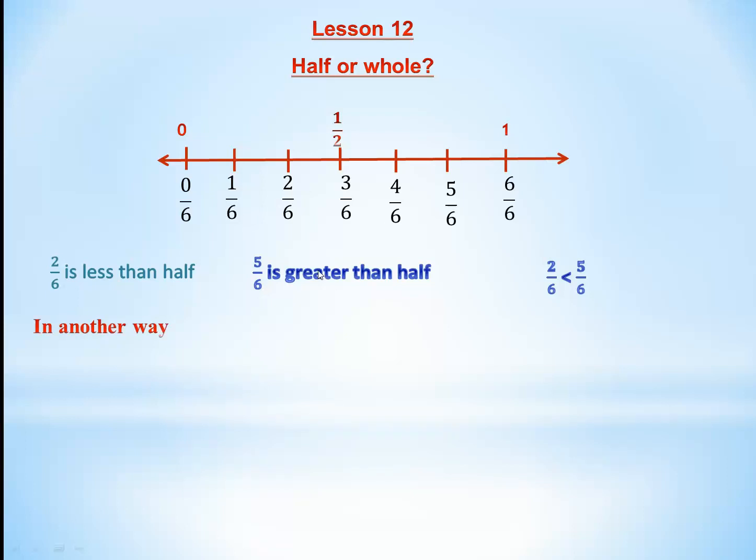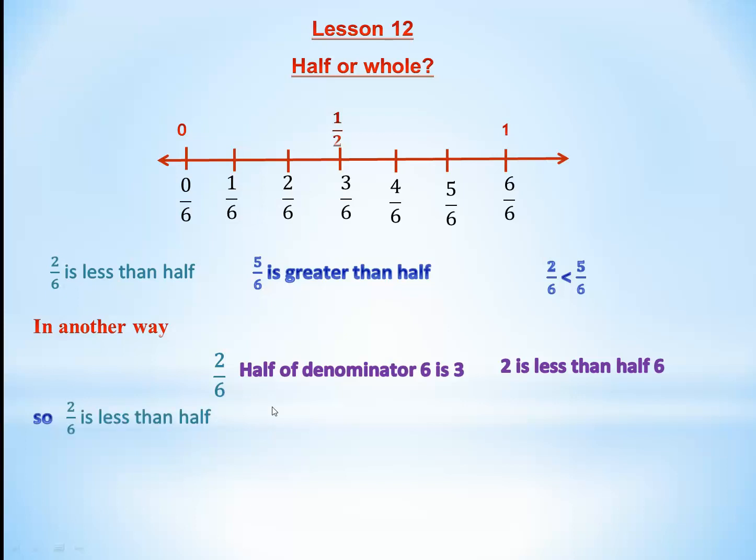In another way, if I want to calculate it with a different way, okay, let's see 2 over 6. Do you know the half of 6? Yes, 3. Is the 2, which is the numerator, less than half of the denominator or greater? 2 less than 3 or greater than 3? No, less than 3. So 2 is less than half of 6. So 2 over 6 is less than half.